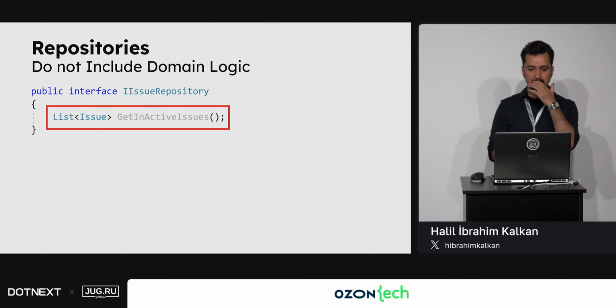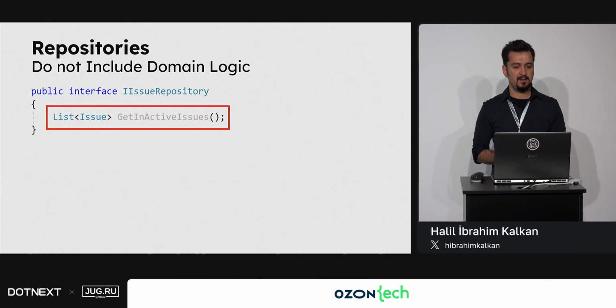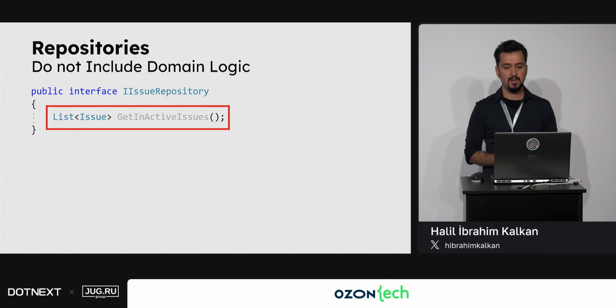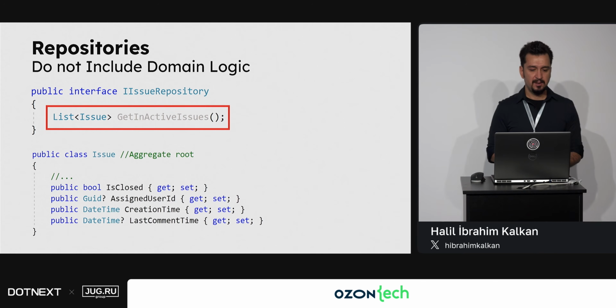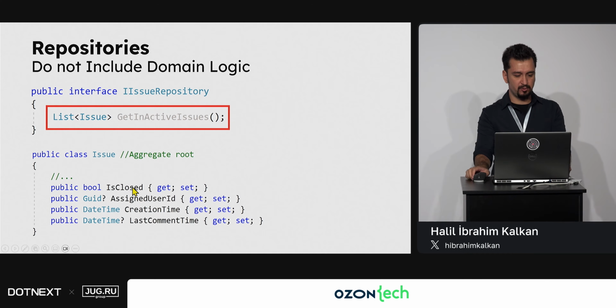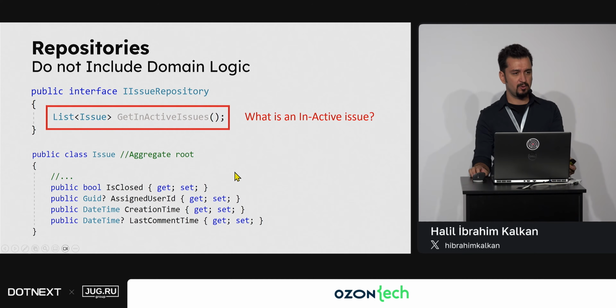For example, the issue repository has a method to get a list of active issues and inactive issues. It may seem reasonable at the beginning. However, let's see the aggregate root. We have some properties, like if it's closed, assigned to someone, creation time, and last comment time. There are many properties. So the question here is, what is an inactive issue?